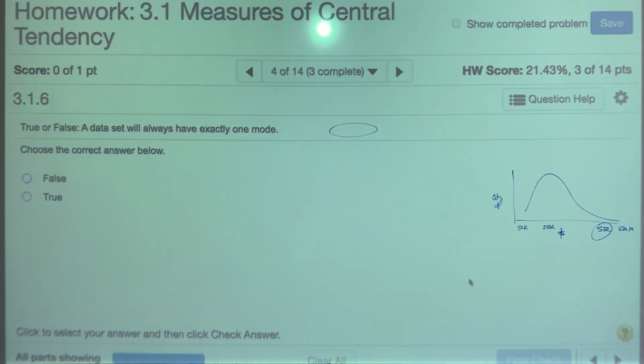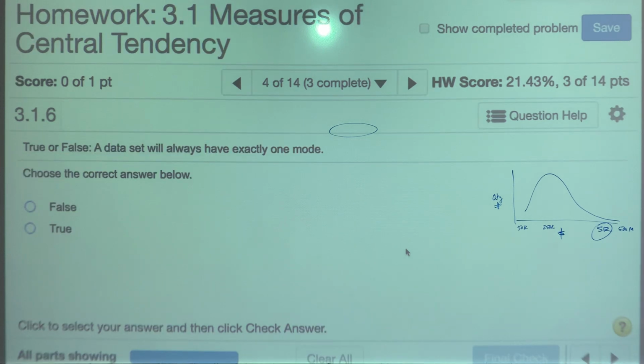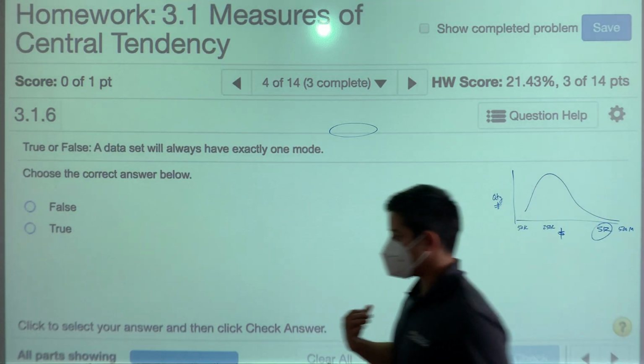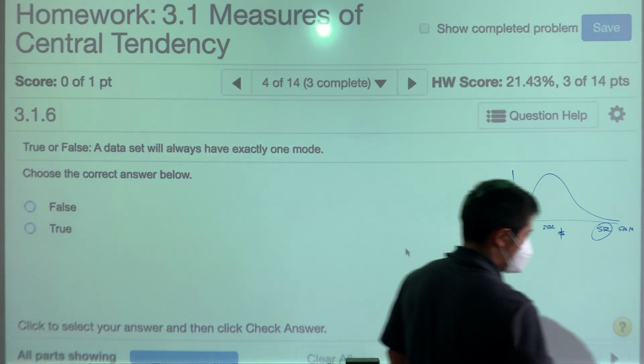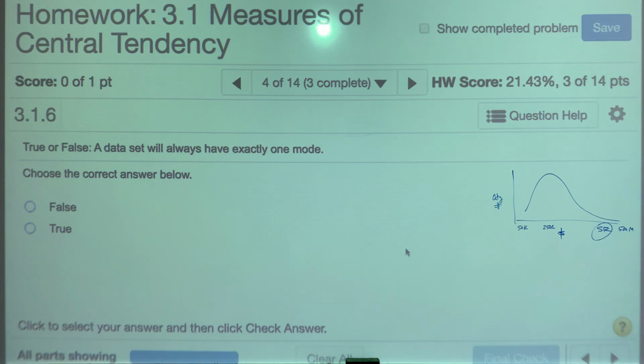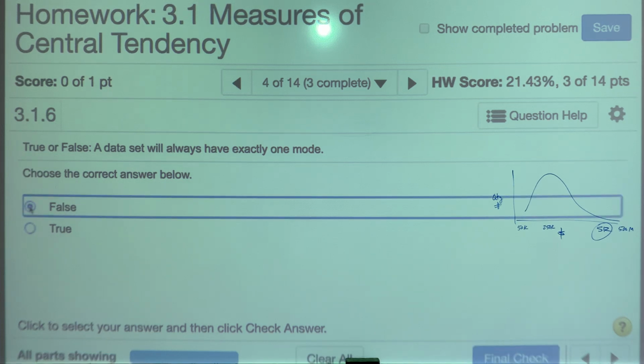All right, next, number 4. True or false? A data set will always have exactly one mode. So we're back to some definitions. If you look at your notes there, I can't remember if I wrote it into the notes, but the bottom line is that you can have more than one mode. Mode is the most frequently occurring element or data item. So a data set will not always have exactly one mode.